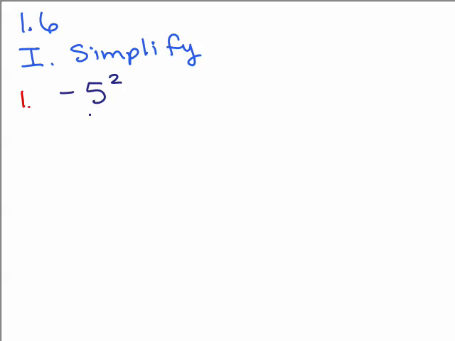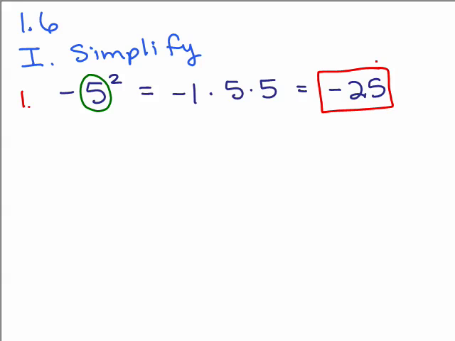So number 1, negative 5 squared, what does that mean? You could think of that as the opposite of 5 squared, or negative 1 times 5 squared, because it means the same thing as the opposite. 5 squared is 5 times 5. The base, remember, is 5, because the negative sign is not in a parentheses, so you're only squaring the 5. So this would be negative 25. That's number 1. Let's go to number 2.